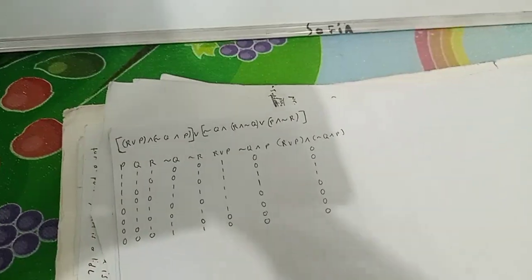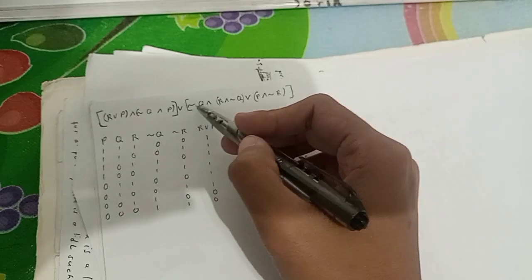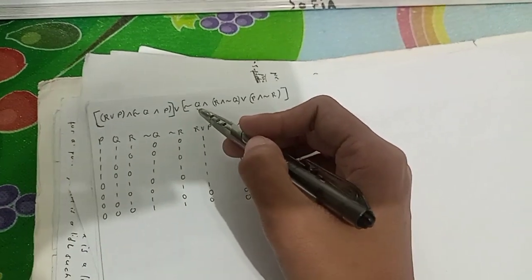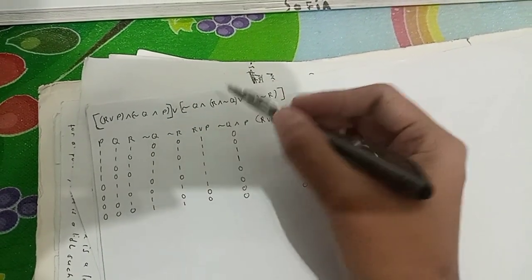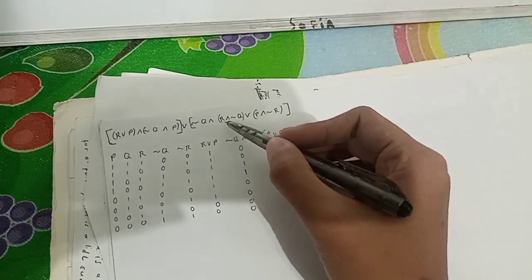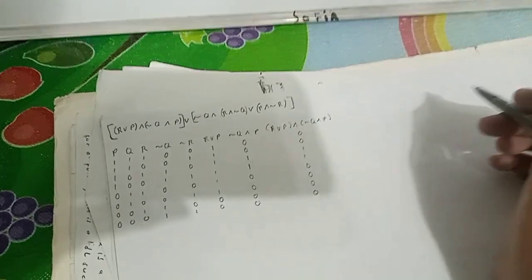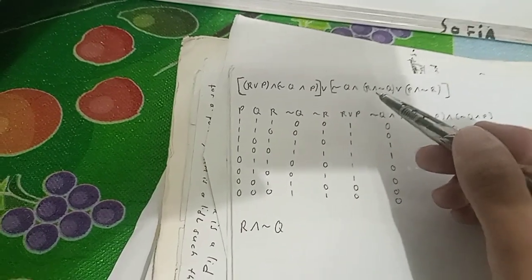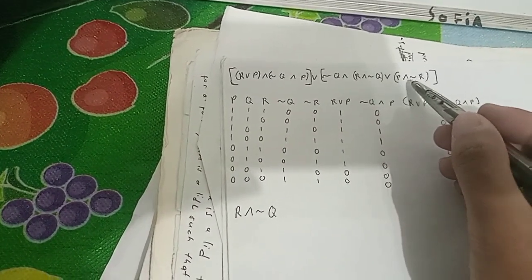Now let's move on to the second part. Since there is already a negation of Q, we don't need to solve that. So let's move on to the next one, which is R and negation of Q. Let's write that over here: R and negation of Q. Then the next one from the formula, R and negation of Q. The next one is P and negation of R. So let's answer that first.